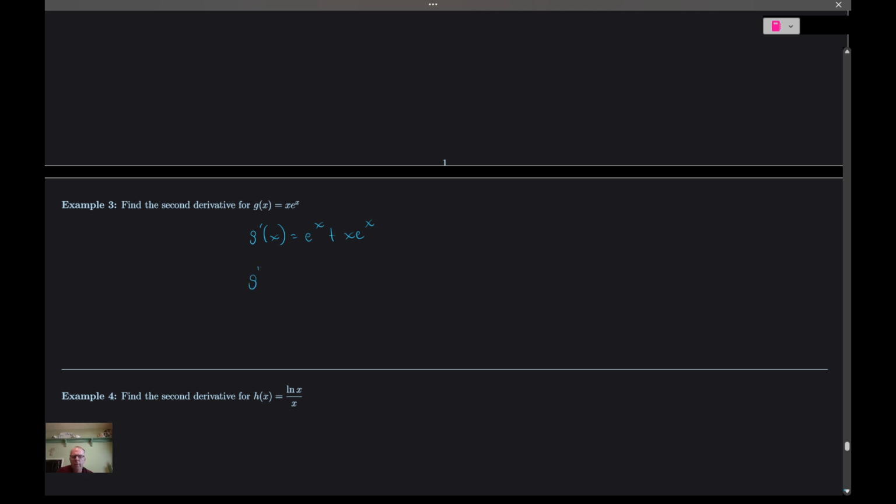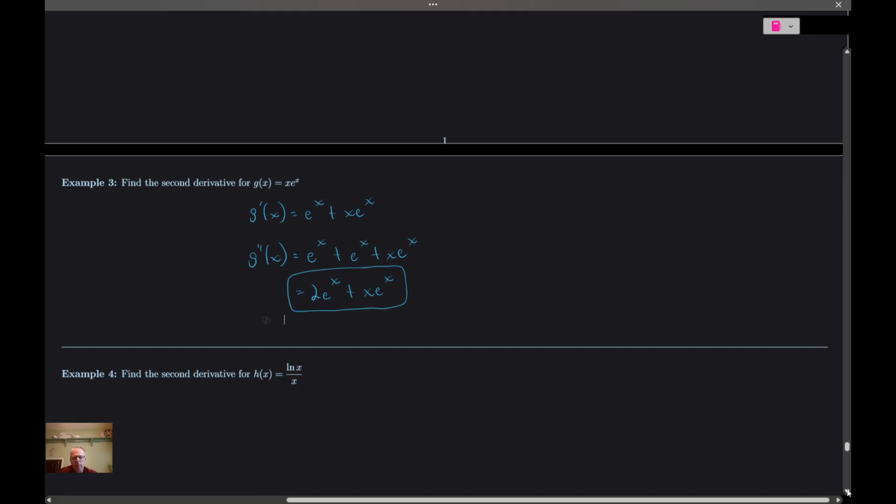So now the second derivative. The derivative of e to the x is just e to the x. And then the derivative of this is just going to be what we just did. So we'll just write e to the x plus x e to the x. And then we can combine these two. We get 2 e to the x plus x e to the x. And that's fine. You can factor out the e to the x, I guess. E to the x times x plus 2. Either way is fine, I think.